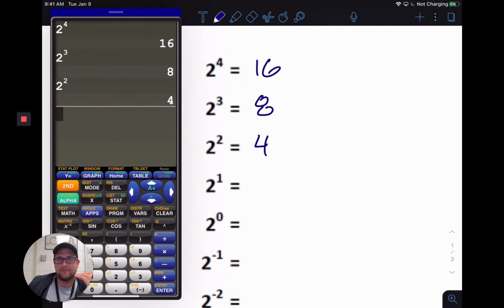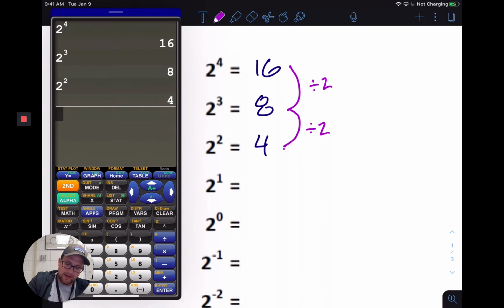16, 8, 4. Oh, I think I see a pattern, right? So the pattern maybe that we start to pick up on is, to get from 16 to 8, maybe we notice that we're just dividing by 2, right? 16 divided by 2 would give us 8. And if this is really a pattern in math, we know that patterns exist in math a lot. Maybe that works for the next one. So if I take 8 and I divide that by 2, 8 divided by 2 gives us 4. That also makes sense to us.